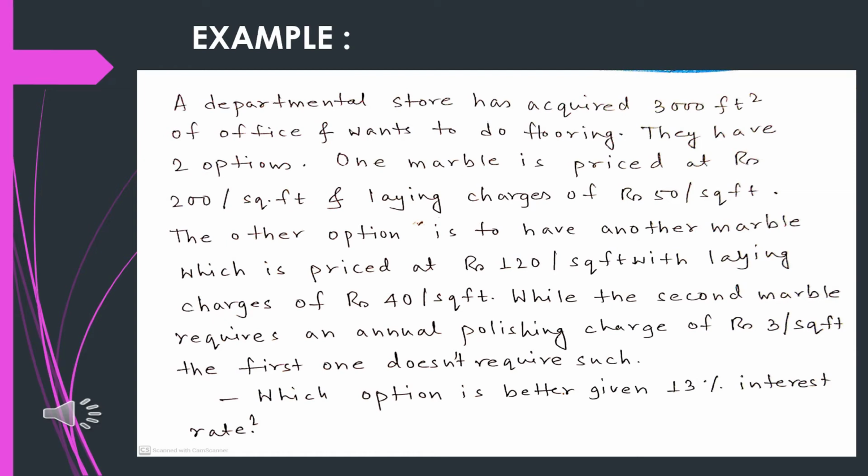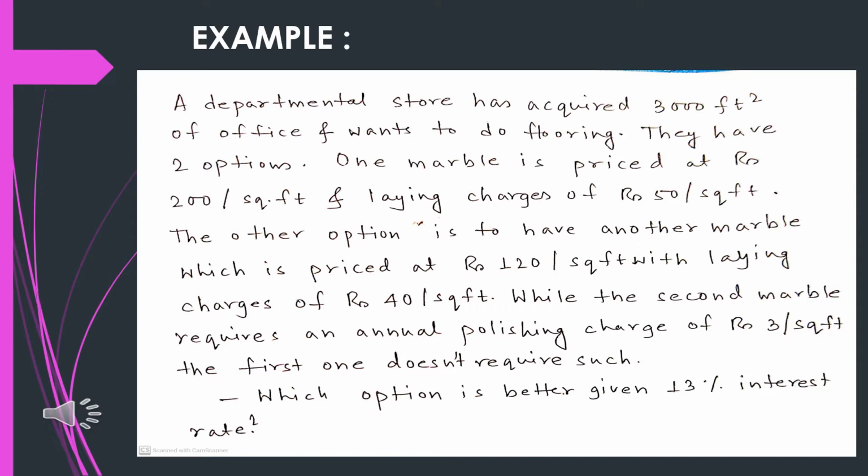Coming back to the mathematical examples of time value of money, let's consider a few examples which we will be talking about in the next few slides. Starting off with the first example, here the data given to us is that a departmental store has acquired 3000 square feet of office and wants to complete the flooring. They particularly have two options.